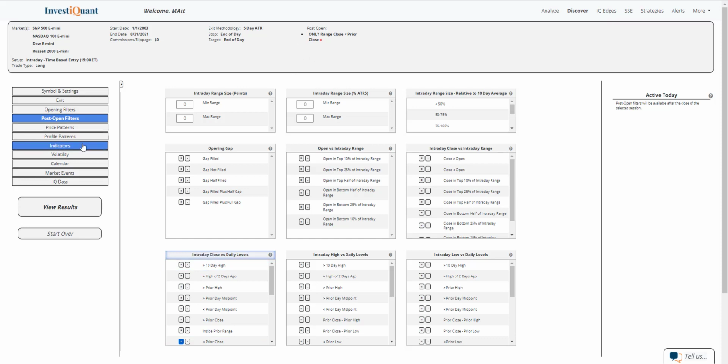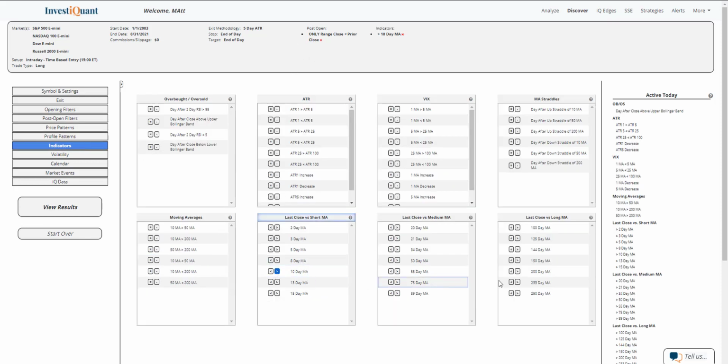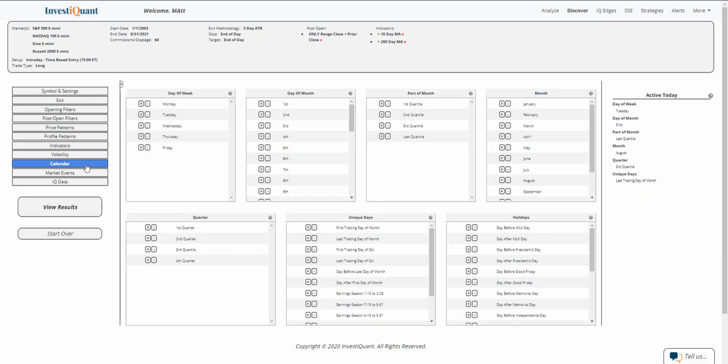Next, I'm going to go into the indicator section, put us in a similar market environment. We are up near the highs, above 10, above a 200-day simple moving average. And lastly, in the calendar library, I'm going to grab the unique day, last trading day of the month. So I'm going to hit equals right here, last trading day of the month. It's also available here in the active today. Now I can click view results.